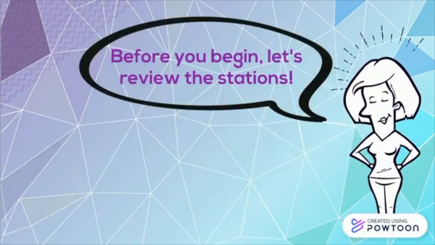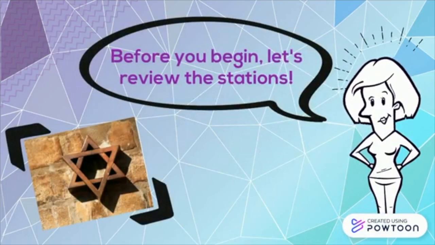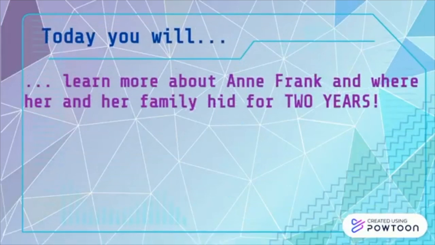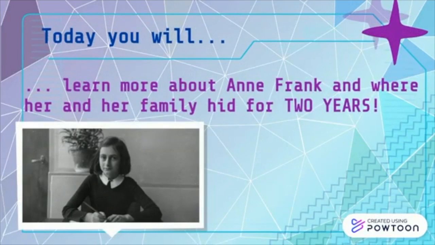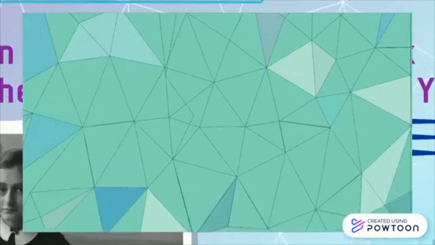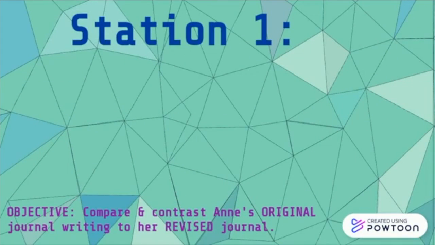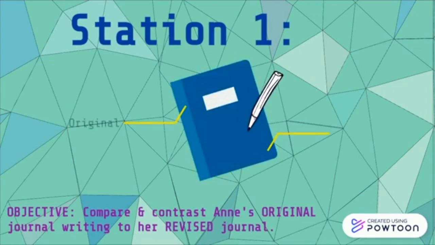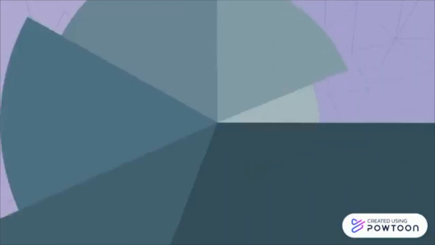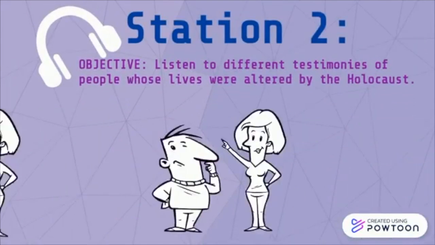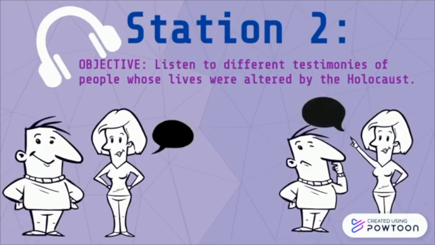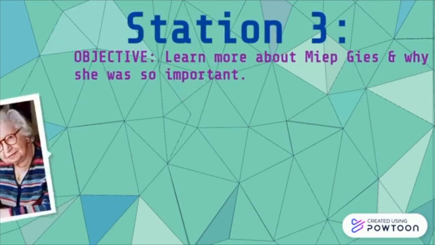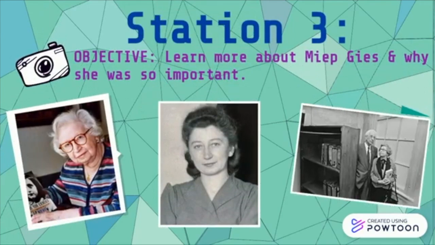Before you begin, let's review the stations. Today you will learn more about Anne Frank and where her and her family hid for 2 years. At Station 1, your objective is to compare and contrast Anne's original journal writing to her revised journal. At Station 2, your objective is to listen to different testimonies of people whose lives were altered by the Holocaust. At Station 3, your objective is to learn more about Miep Gies and why she was so important.